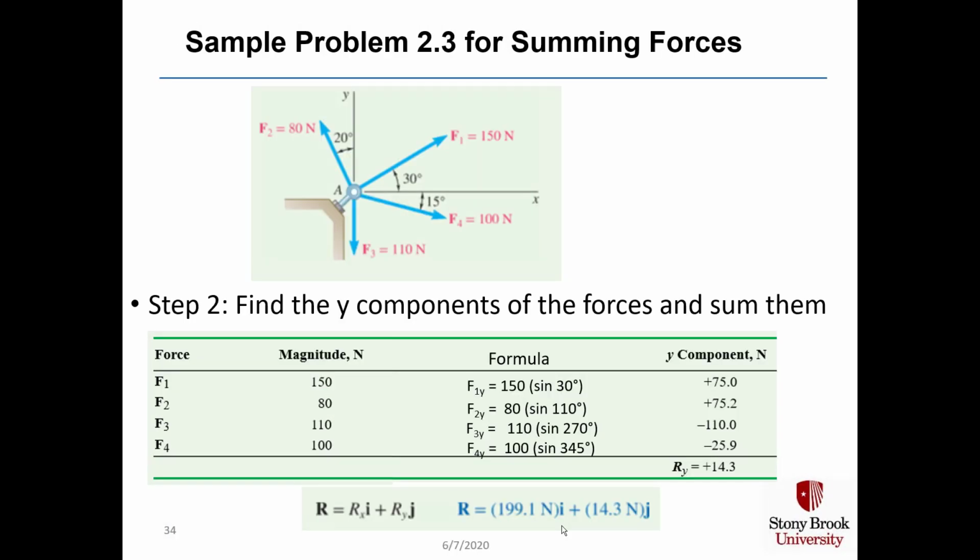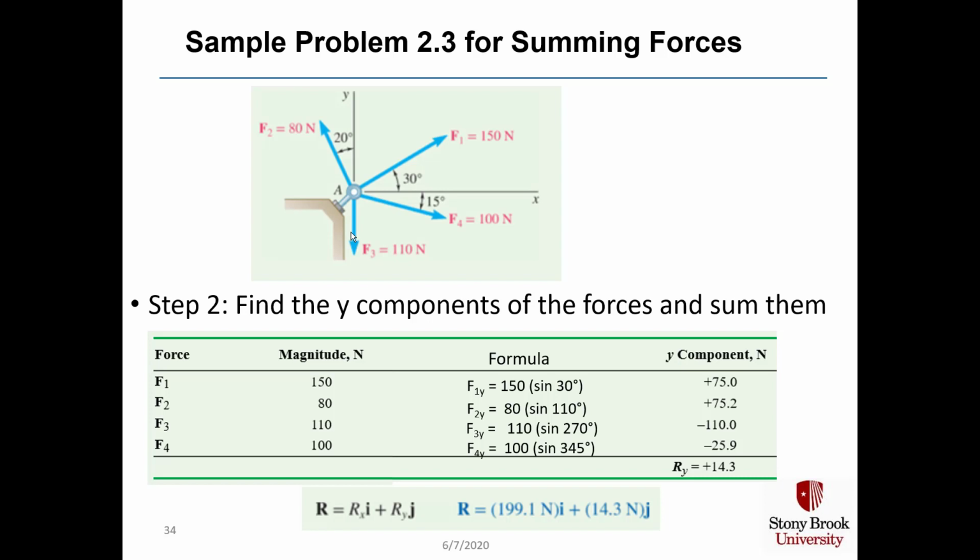In the next slide, we do the same thing for the y components. And note that we're using 150 times sine 30 degrees. That's a positive value. The y component of F2 is 80 times sine 110 degrees, which will yield a positive value. For F3, we can multiply 110 times sine of 270 degrees, because sine of 270 degrees is minus 1, and therefore the y component of F3 will be minus 110.